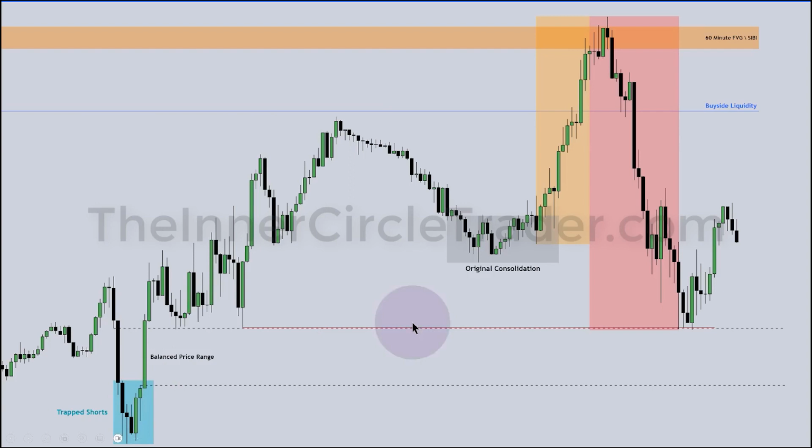So when we can frame the original consolidation properly, then once we leave it, how are we leaving it here? Look at the body right there. Yeah, we had a wick here. We had a wick right there too. But look at the body staying inside that original consolidation. See that? That's characteristic to algorithmic price delivery.